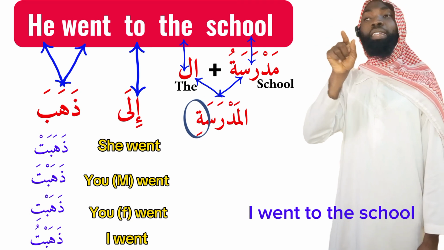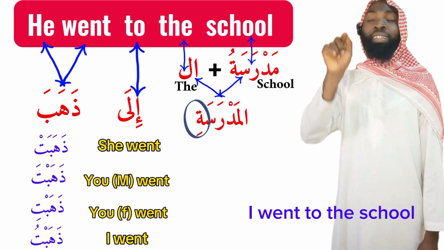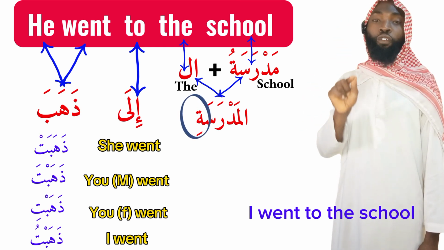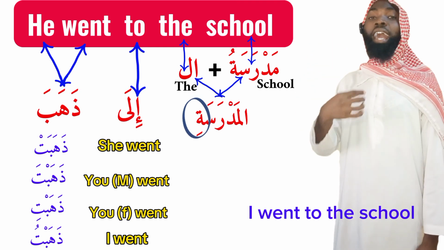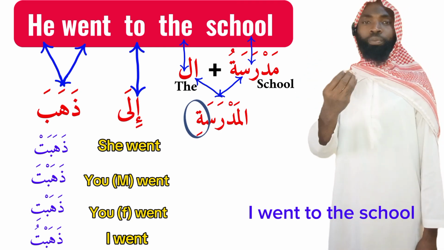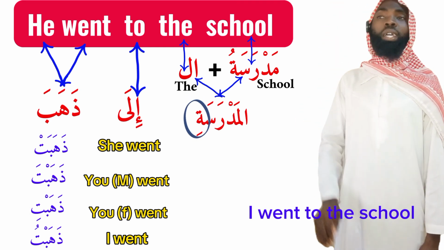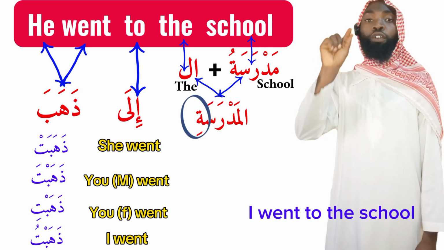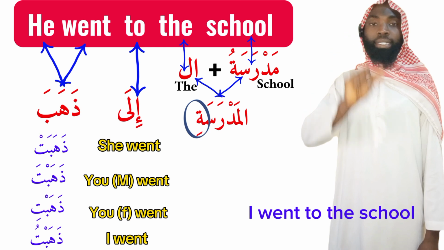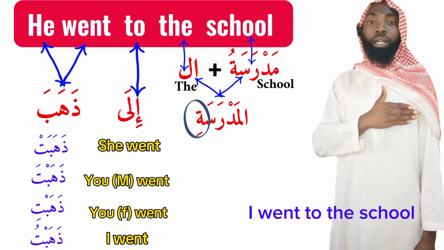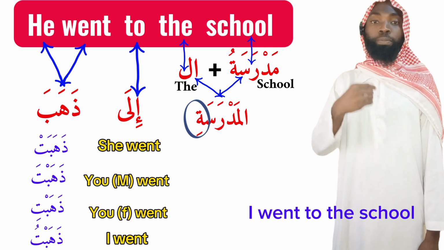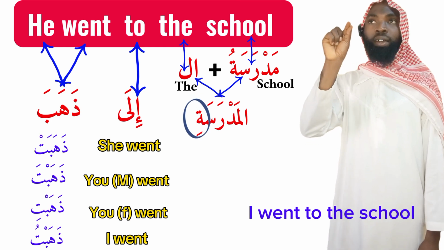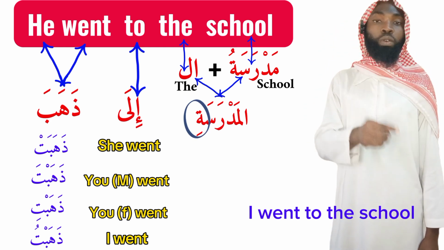Let's revise again. For he went, we simply say dhahaba. She went, dhahabat. You male went, dhahabta. You female went, dhahabti. I went, dhahabtu. With this, we have seen how to form the past tense verbs for the singular persons. Whether you are talking about a third person, the second person, or the first person, you can simply use this. So we have dhahaba on the scale of fa'ala.